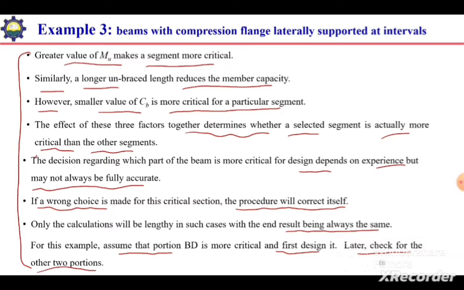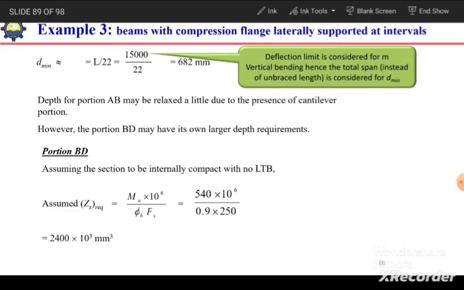Okay, so now we have decided that the segment BD is the more critical, so we need to design for that segment. To select the section we need two factors, the D minimum and S required. So we select the section based on these two criteria. First of all, D minimum, which is equal to L by 22 in case of buildings when A36 steel is used.